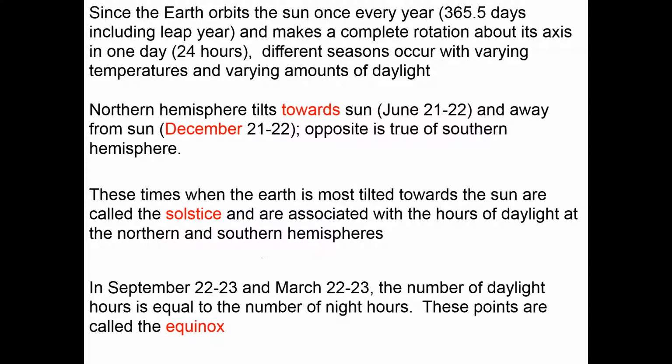It's tilted. So that means at different points during the year, different parts of the Earth are going to tilt towards the sun. The northern hemisphere tilts towards the sun most around this time. That's the summer solstice for us. But at the same time, the southern hemisphere tilts away from the sun. The opposite is true for the southern hemisphere. So they have their winter solstice while we have our summer solstice, and vice versa.